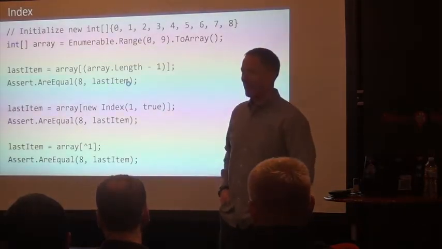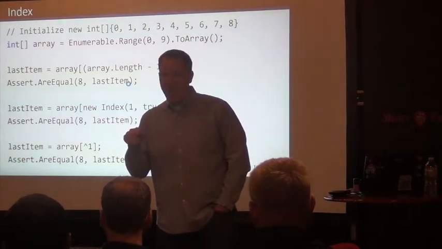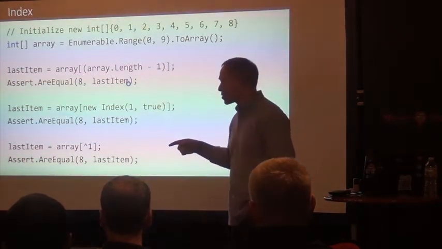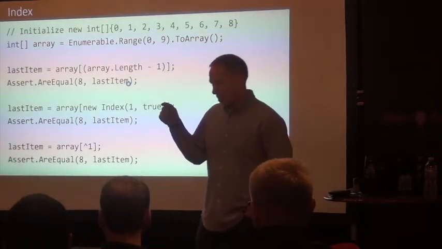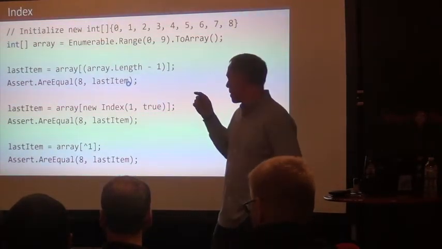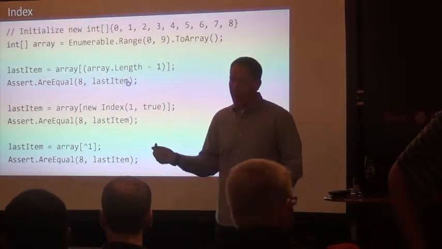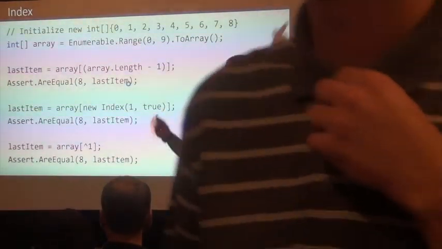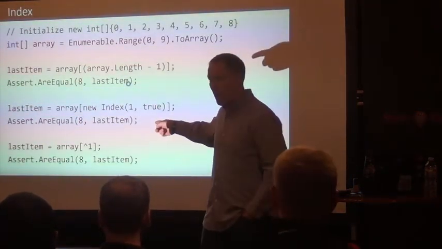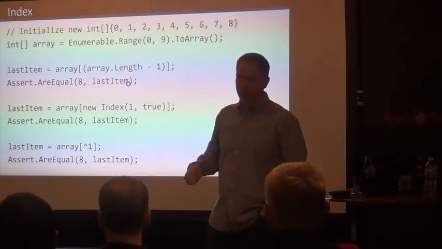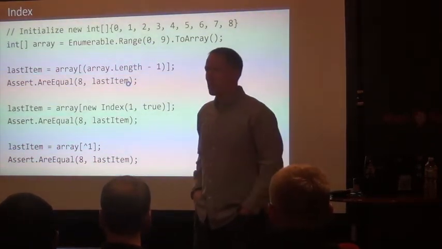Oh, thank goodness, right? I mean, come on. Underneath the covers, this translates into new Index, counting back 1, and we say from the end, that's why it is true, we're counting back from the end. Now if you just pass 1, it's from the beginning. And you could pass an Index if you wanted to, but that would be kind of weird.